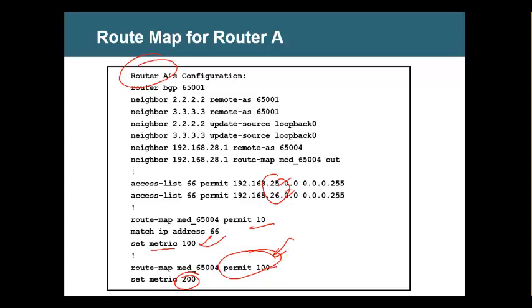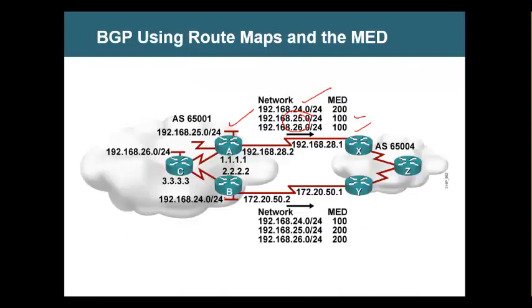You don't need to say 100, you can say even 20 or 11. The smaller sequence number will be processed first. If no match, then it will process the next one. So 200 will be given for the network 24.0 on router A. For the rest, MED is going to be 100. That is how we achieve this.